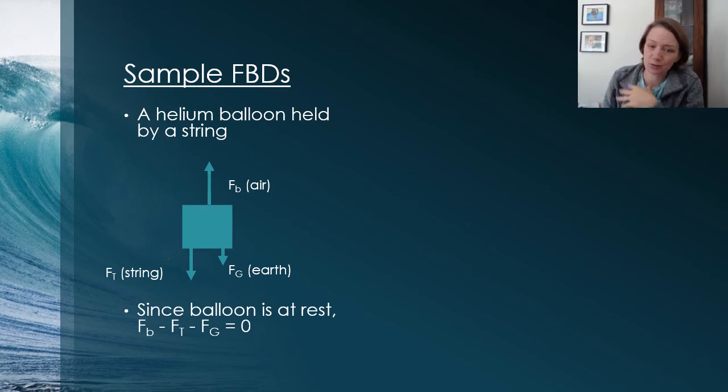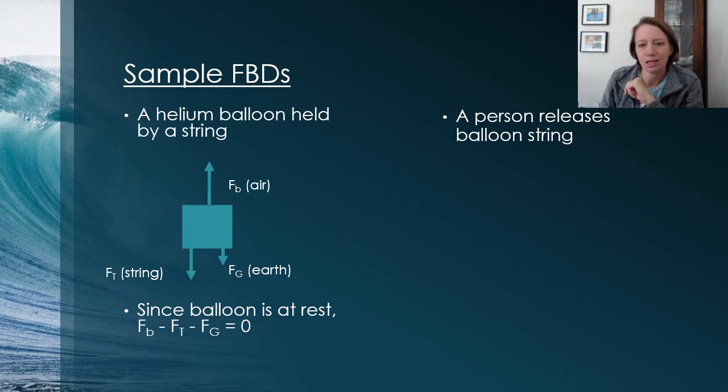Since the balloon is at rest, we know these forces have to be balanced, just like the balanced free body diagrams from the last slide. And you could write an equation, hopefully you did. Upward forces FB, so that's positive, minus FT, minus FG, have to be equal to 0 for all balanced non-accelerating objects.